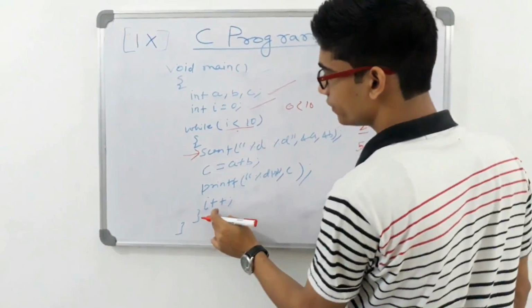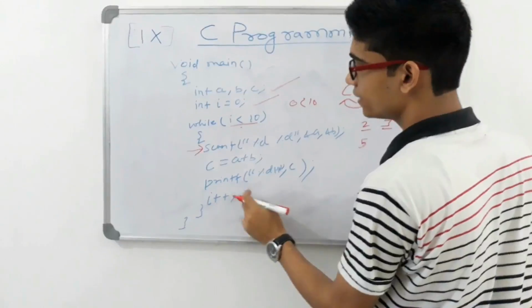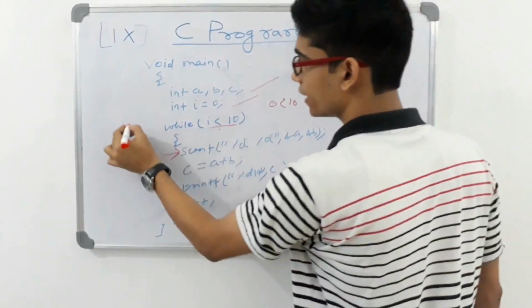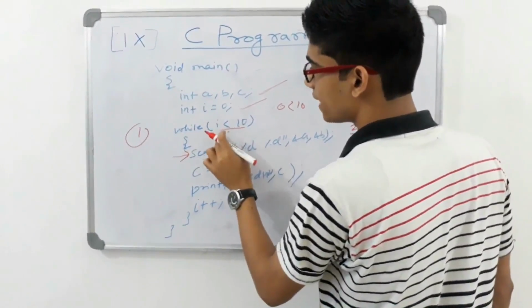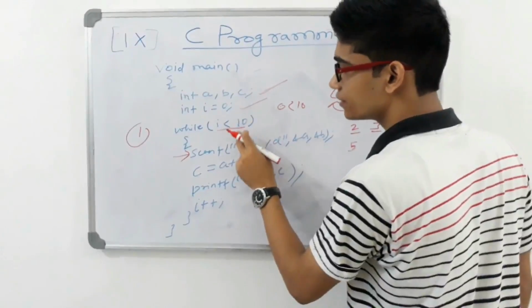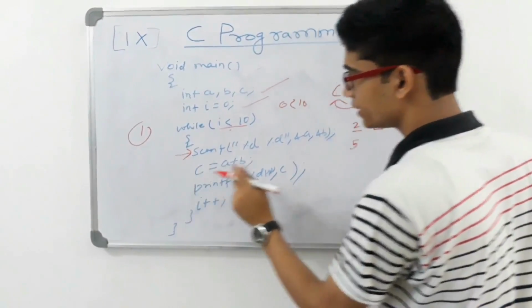And now what we are doing, we are incrementing the value of I. So now the value of I is 1. Okay, so again the control will go to the while loop. Now see, I is less than 10. Yes, it is true. Again these statements will be executed in sequence.